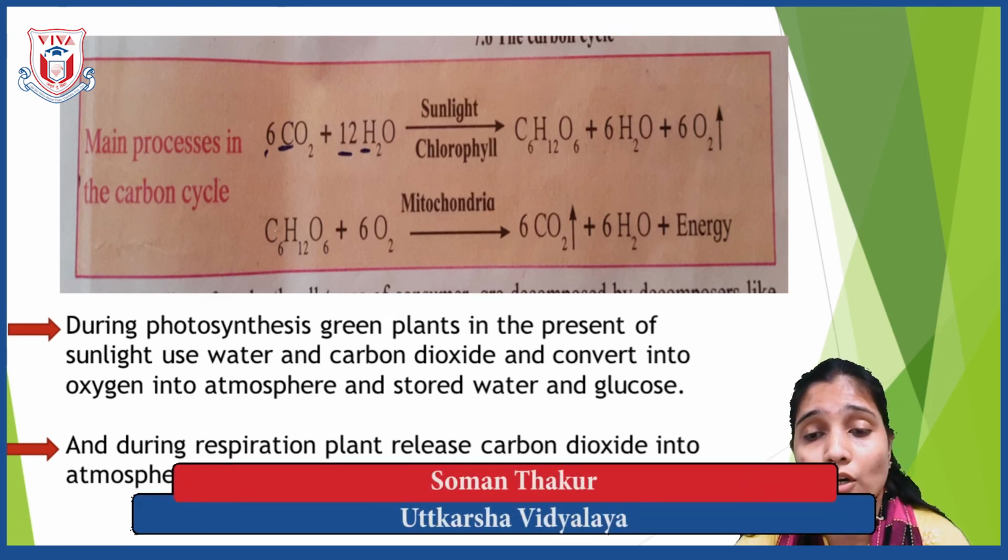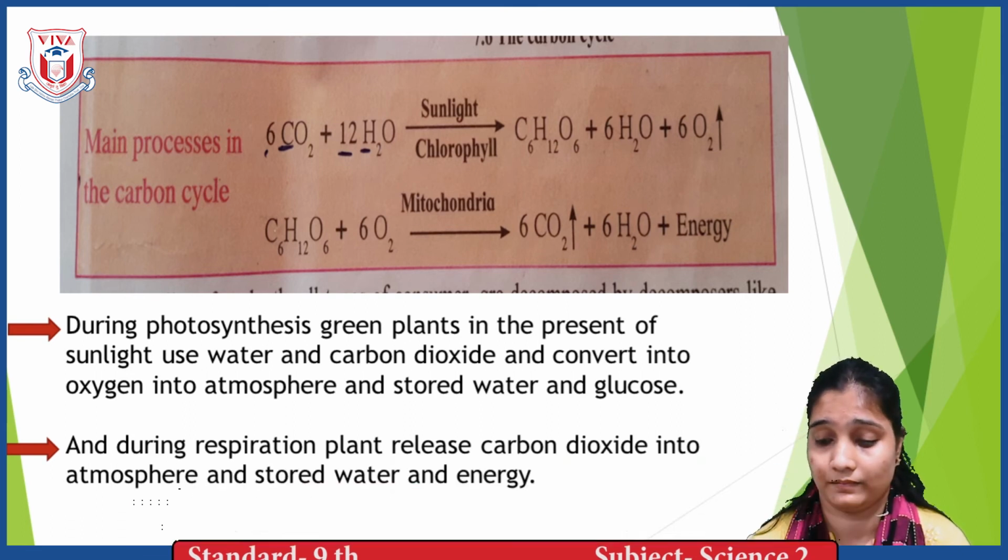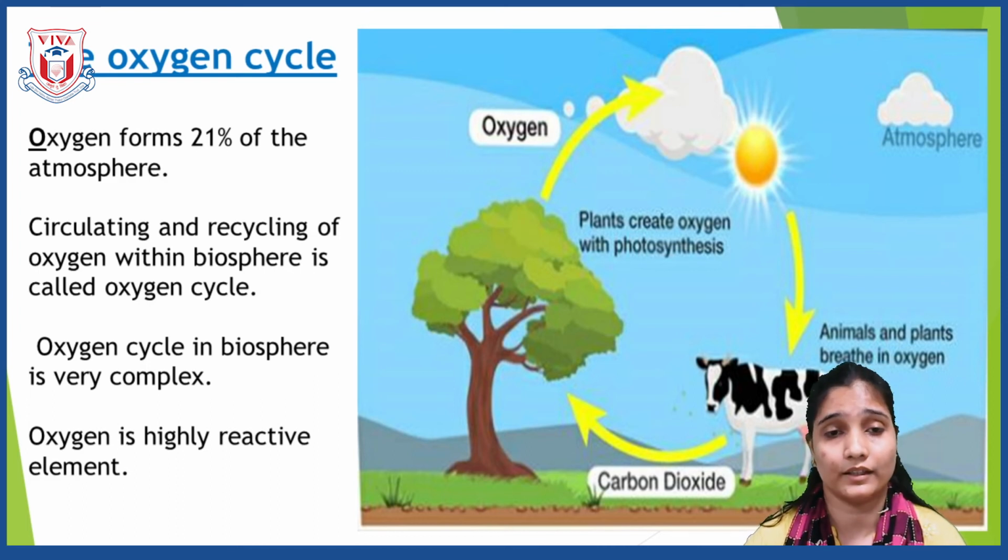Glucose plus 6 molecules of oxygen. This process is carried out during respiration in the mitochondria. 6 molecules of carbon dioxide are released into the atmosphere and 6 molecules of water plus energy are stored in the plant. Let's see the oxygen cycle.